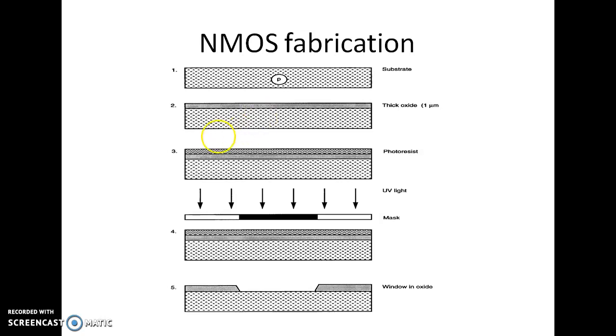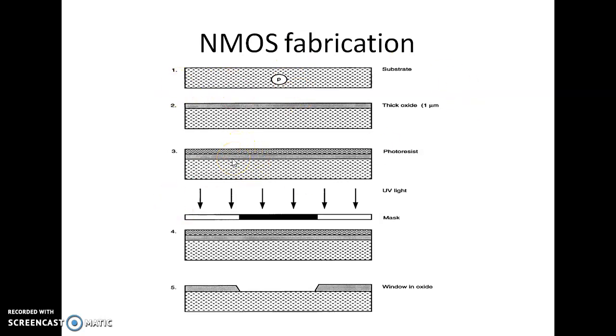In step 2, that is oxidation, this is a thick layer of oxide, silicon dioxide. The thickness is 1 micrometer. It is grown all over the surface of the wafer to protect the surface from contamination. It generally acts as an insulating material onto which some other steps will be carried out. Some other layers will be formed and fabrication will be further carried out.